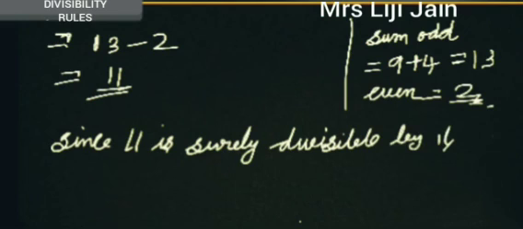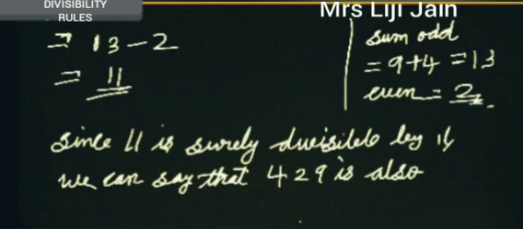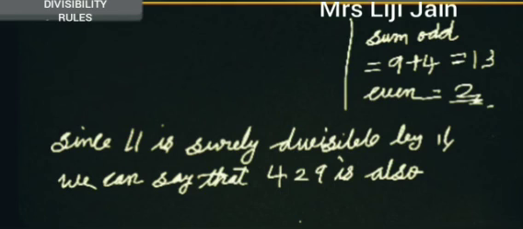We can say that the given number, what is the number? 429, is also divisible by 11.